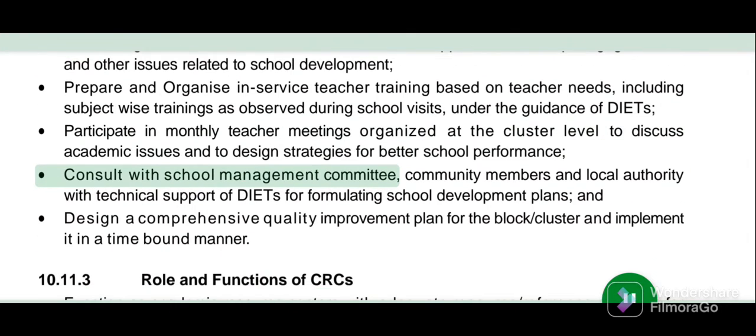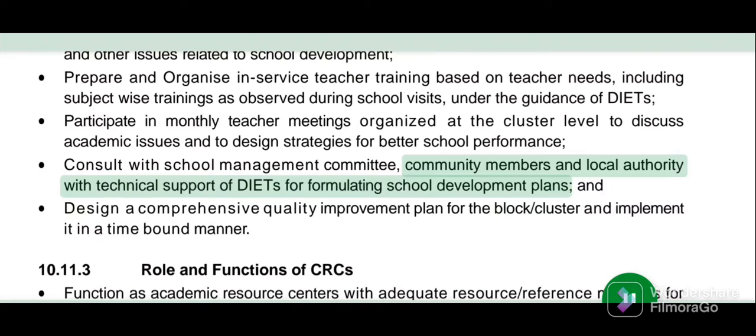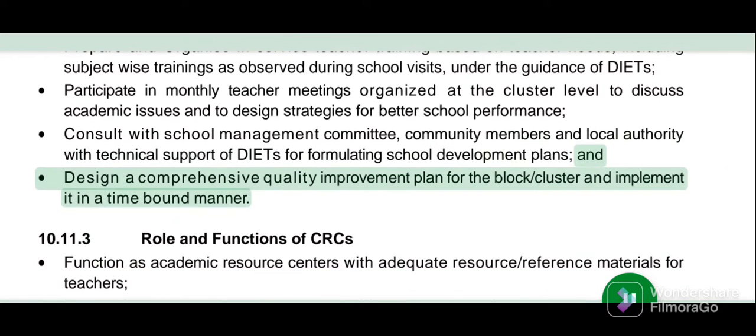Consult with school management committee, community members and local authority with technical support of DIETs for formulating school development plans. And design a comprehensive quality improvement plan for the block cluster and implement it in a time-bound manner.